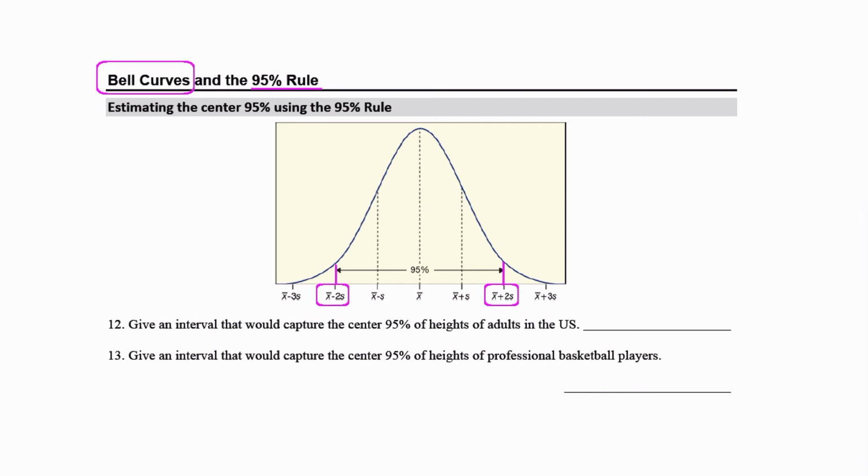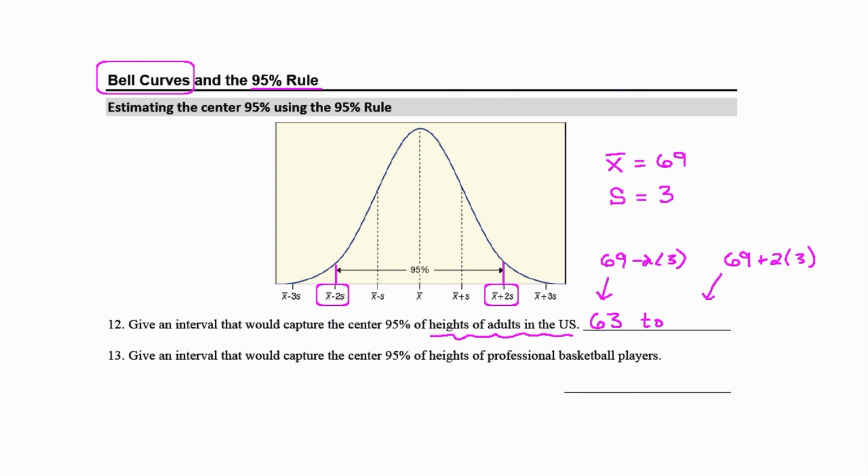So recall in the distribution of heights of adults in the US, we had a mean of 69 and we had a standard deviation of 3. So an interval that would capture the center 95% of heights of adults in the US would go from 69 minus 2 times 3, right? Which we found to be 63, up to 69 plus 2 times 3, which we found to be 75. And these are in inches.